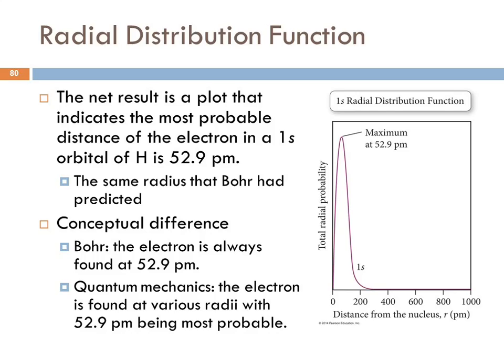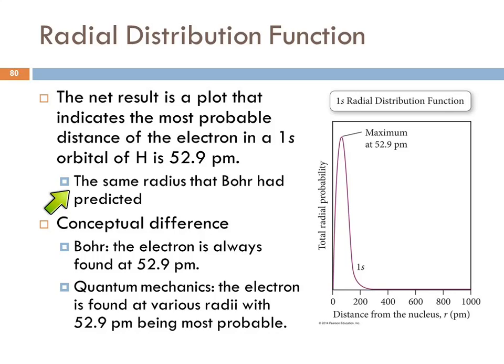When we graph the radial distribution function, we see something like this. It starts at 0 at the nucleus, 0 distance from the nucleus. It goes up very sharply, reaches a maximum, goes down fairly sharply, and then tapers off. This is the region where the electron is most likely to be found. This indicates that the most probable distance is 52.9 picometers from the nucleus, which happens to be the same radius that Bohr predicted based on his model.